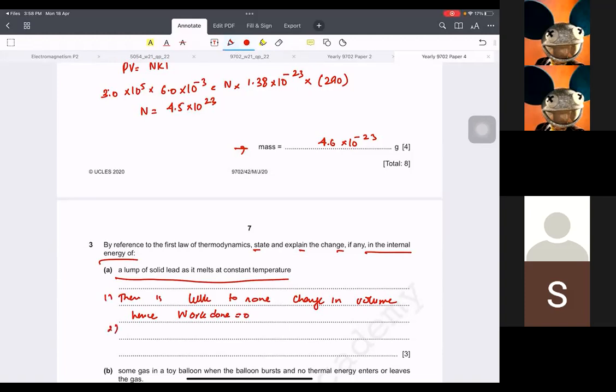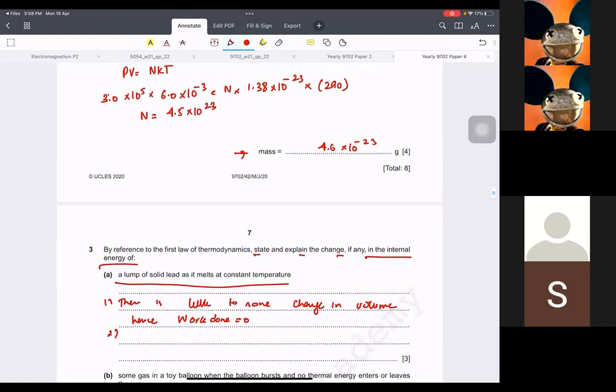Please don't write "work done equals 0" as a full answer. For the next mark, you should write that the heat energy overcomes the bonds. You should write, according to the first law, change in internal energy equals Q plus W. Hence, internal energy increases.